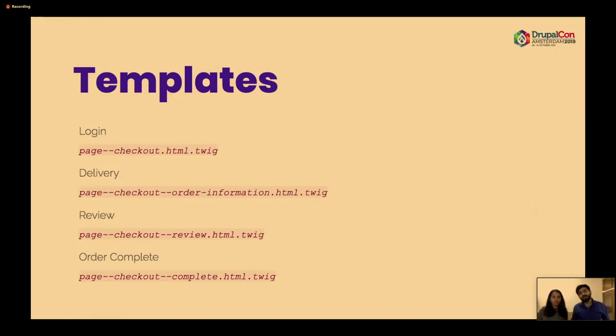Next is for delivery, like we discussed, where we are going to take payment and contact information from the user. We would have page--checkout--order-information.html.twig. For review, we have page--checkout--review.html.twig, and for order completion, we have page--checkout--completion.html.twig.